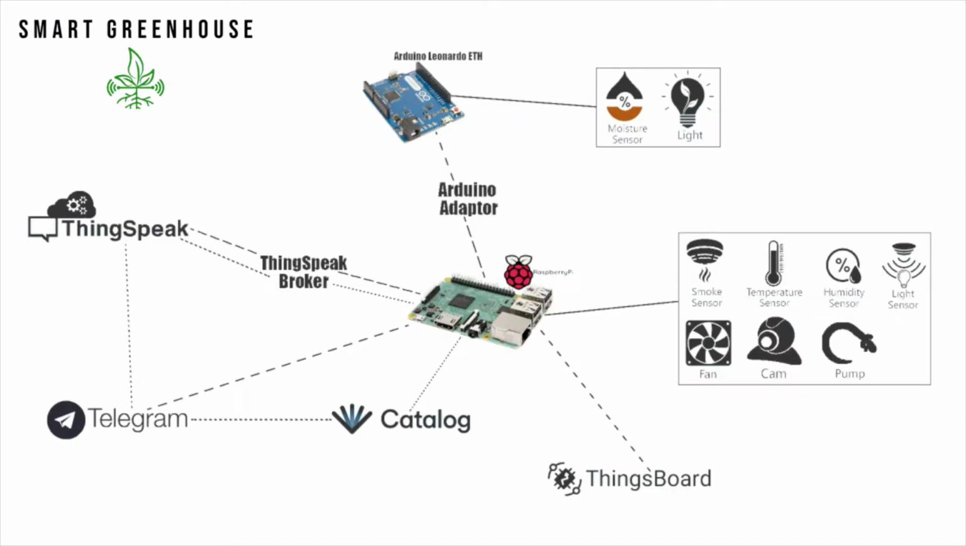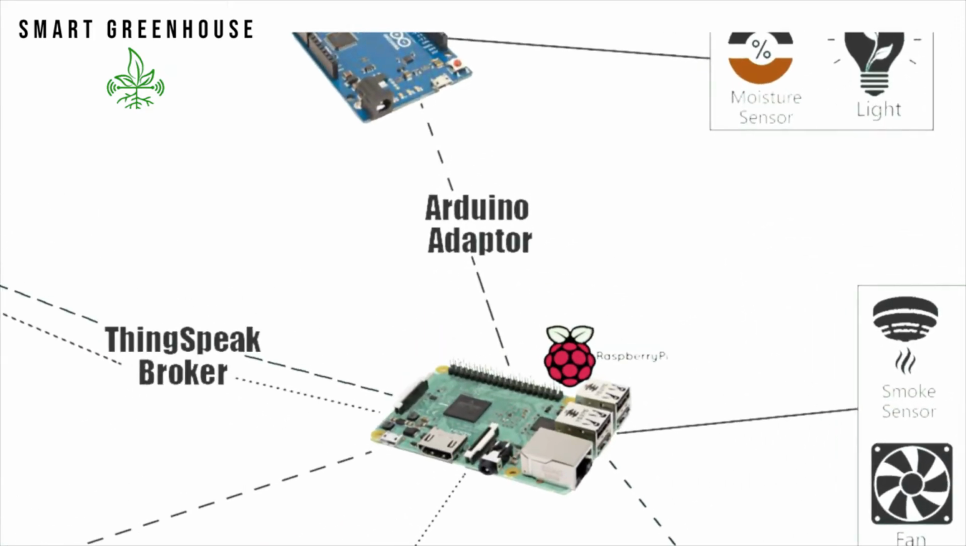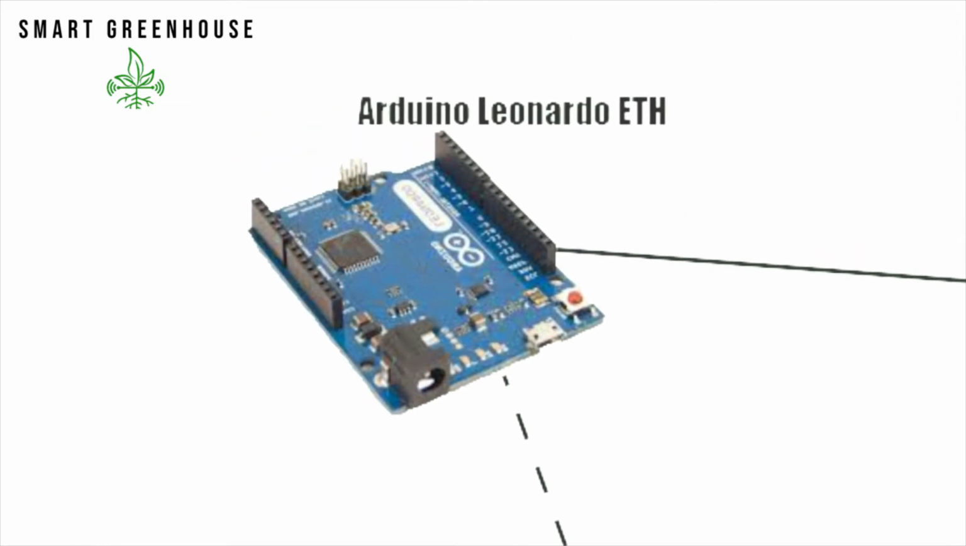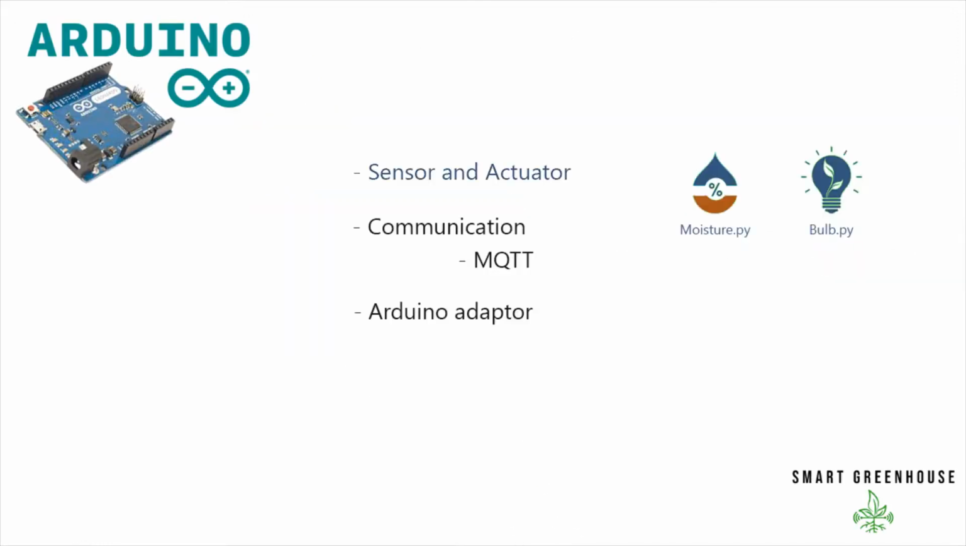The next actors in the system are the Arduino Ethernet Leonardo and the Arduino adapter. Arduino is used to actuate and control the lamp and to get measurements from the soil moisture sensor. We have chosen to connect the moisture sensor to Arduino because it was the only way to collect exact measurements. Arduino has an Ethernet port that makes it able to communicate over the internet. The board communicates using the MQTT protocol.